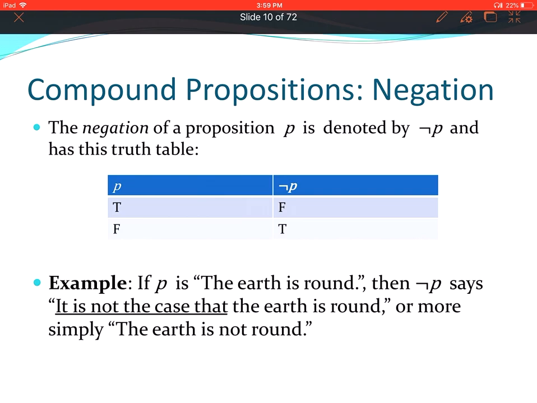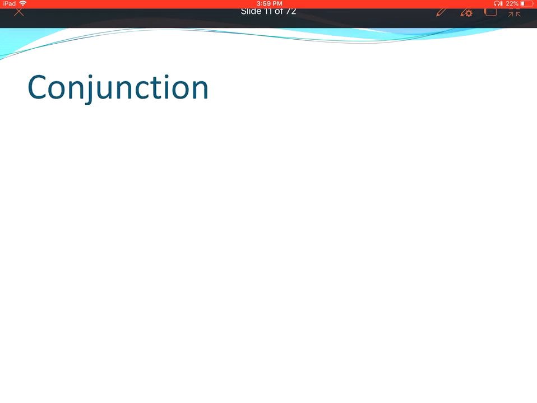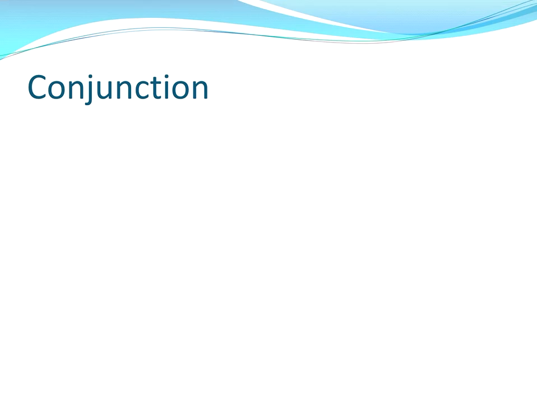All right, if P is "the Earth is round," then not P states that it is not the case that the Earth is round, or more simply, that the Earth is not round. It is often convenient to use the phrase "it is not the case that," because that is an easy way to negate a proposition, but sometimes it's simpler just to insert "not" in the proper place. All right, so that's negation.